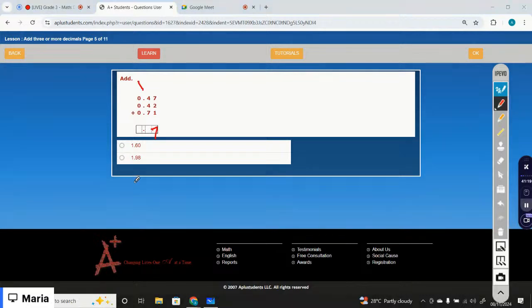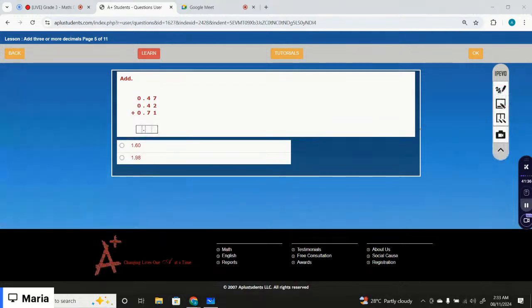Let's just add 7, 8, 9, 10, right? 0 and carry 1, 7, 8, 9, 10, 11, 12, 13, 14, 15, 16. That is 1.60. The correct option is option number 1. It is very good. That is 1.60.